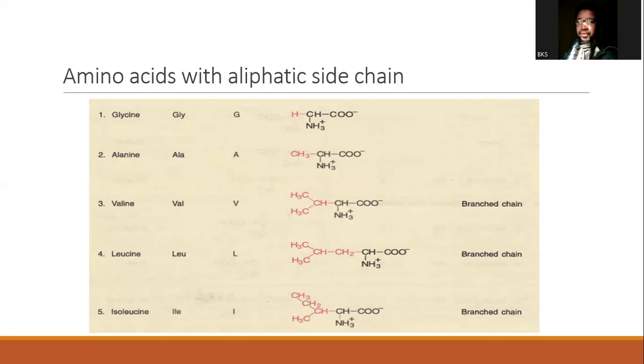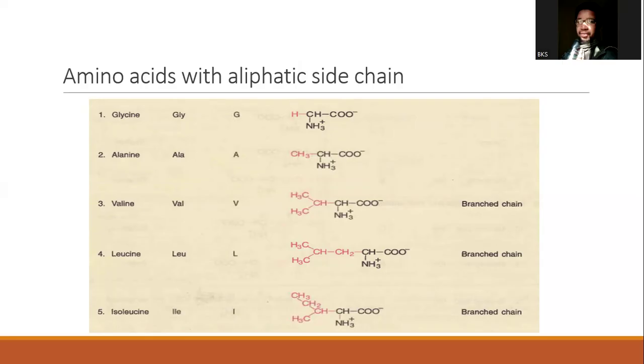And we can see from the normal structure of an amino acid, with hydrogen attached to the alpha carbon, we have glycine. While with a methyl group, we have alanine. While attached to the alpha carbon, we have a beta carbon. Attached to the beta carbon, we have a 2-methyl group. This is what we call valine.